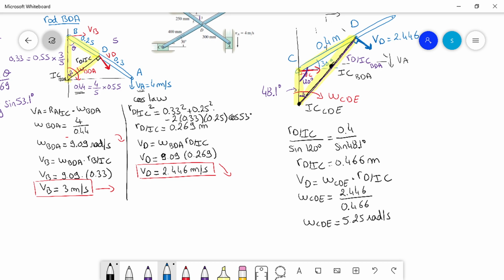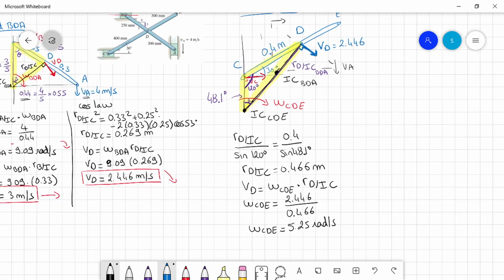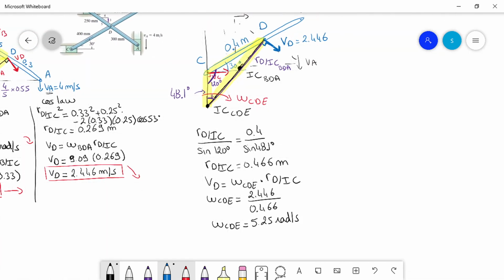We got the omega, so we just need to find RD, IC. Okay, we have this omega. We found it is 5.25 rad per second. Let's find this dimension, that is RC about the IC, and we will be able to find VC. To find RC about the IC, we know these dimensions. We need this angle there.